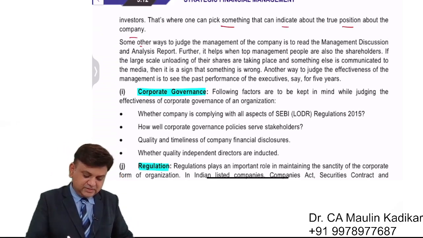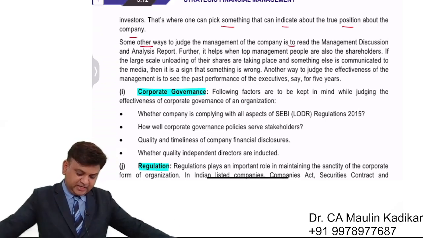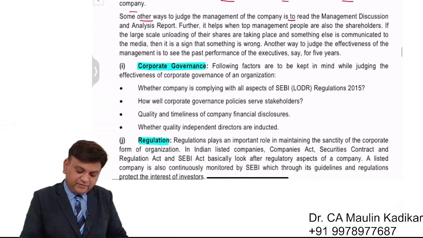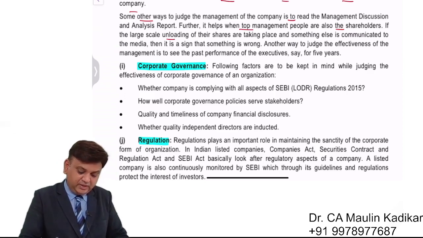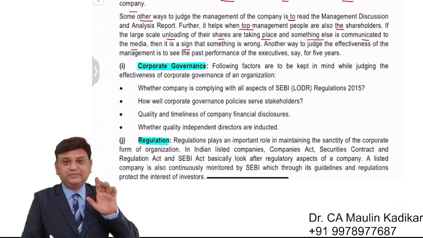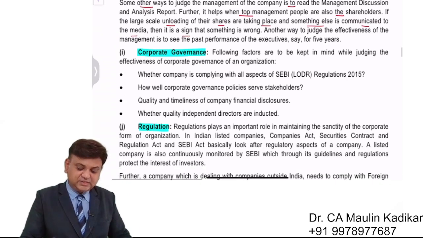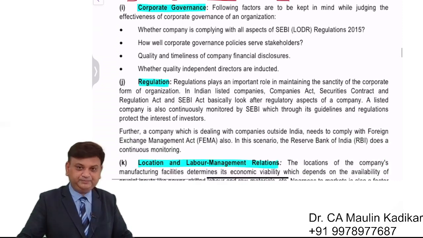Some other ways to judge the management of the company is to read the management discussion and analysis report. Further, it helps when the top management people also are the shareholders. If large scale unloading of their shares is taking place and something else is communicated to the media, then it is a sign that something went wrong. That is, something is wrong. Another way to judge the effectiveness of the management is to see the past performance of the executives, approximately the last 5 years.